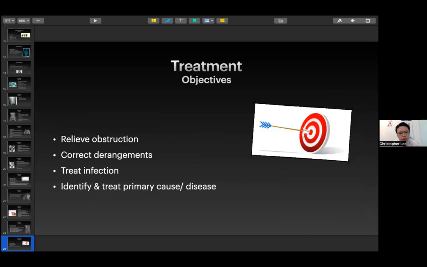Okay, so those are the investigations that are required to diagnose and to assess the severity of the obstructive uropathy. Next, we move on to the treatment. Now, the treatment has several objectives. One, of course, is to relieve the obstruction as soon as possible, to correct the derangements that have occurred due to the obstruction, to treat any superimposed infection, and identify and treat the primary cause or disease if possible.